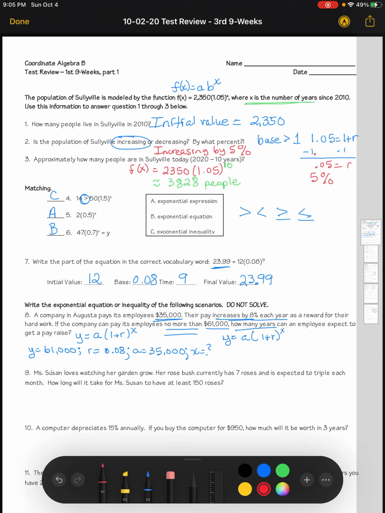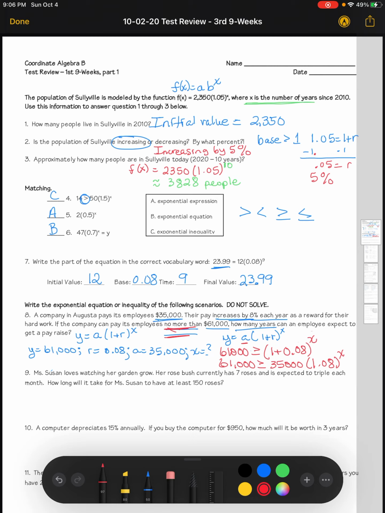So y is our final value. So that's 61,000. And because it says no more than, again, greater than or equal to 1 plus 0.08 raised to the x power. If I add 1 plus 0.08, 61,000 is greater than or equal to, and I left out that a part. So please forgive me, that should be 35,000 because that is our initial value times 1.08 raised to the x power. So do not forget your initial value in there.